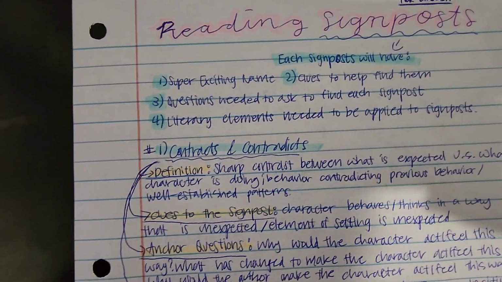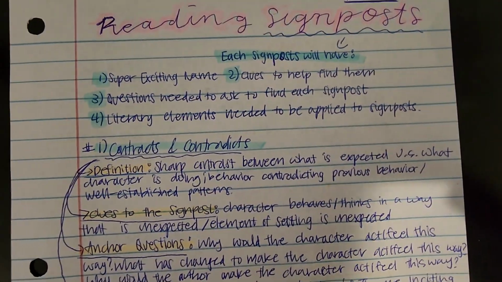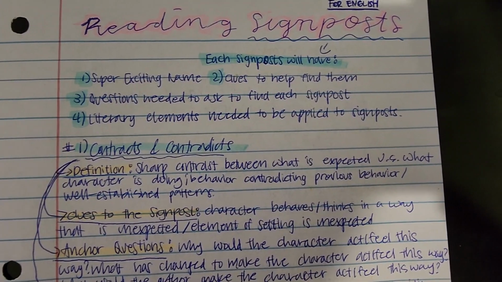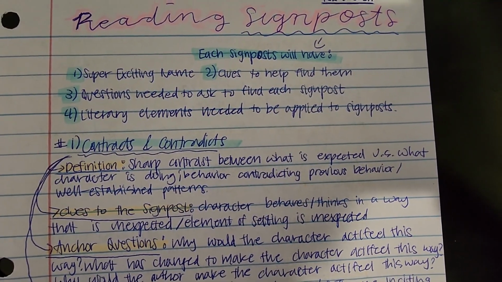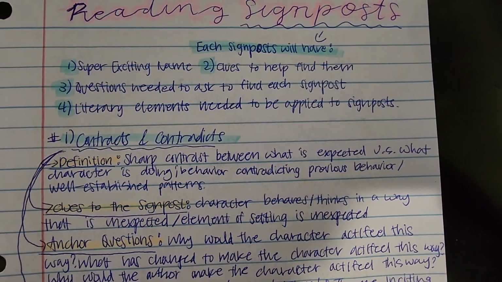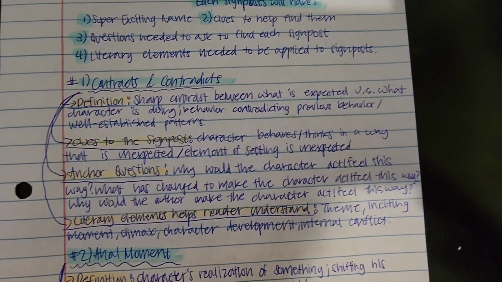Next, I'm going to go over some reading strategies, reading signposts for English. So in each signpost, there's number 1, a super exciting name, 2, clues to help find them, 3, questions needed to ask to find each signpost, 4, literary elements needed to be applied to the signpost.